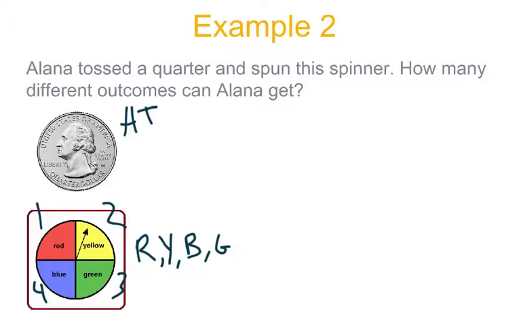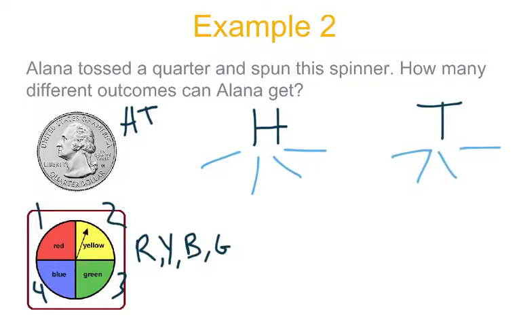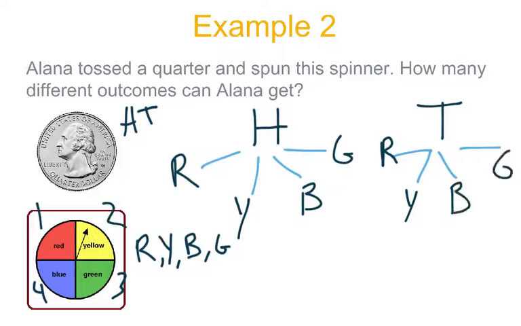So let's see what they would look like all together. All right, so if you have a coin, we want to list all our options. We have heads and we have tails. From heads and tails, we have our 4 options for our spinner. 1, 2, 3, 4. 1, 2, 3, 4. And from here we have red, yellow, blue, green, red, yellow, blue, green. All right. Now can we stop there?